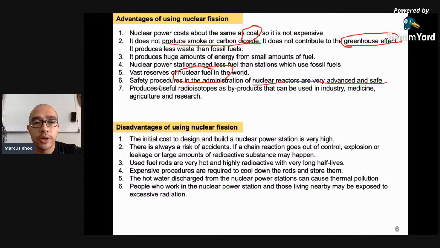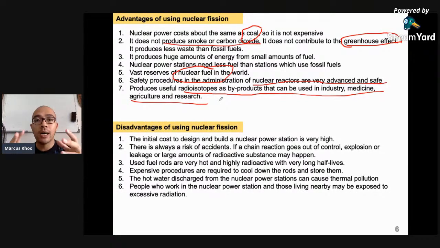Nuclear fission also produces useful radioisotopes as byproducts that can be used in industry, medicine, agriculture, and research. And this is what our nuclear reactor in Malaysia does. The nuclear reactor at the Malaysian Nuclear Agency doesn't provide power, but it produces radioisotopes as byproducts. After the uranium terbelah, after it splits, it becomes these small radioisotopes. One example we saw today is uranium: when it splits into two, one is krypton and one is barium. These are byproducts that can be used for industry. Besides that, the neutrons can also be used for research purposes.